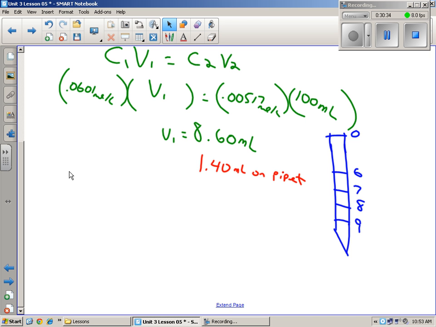So you can get some solution right away. The problem is I'll tell you right now, that is barely over a milliliter of solution. I need 8.6 milliliters. So that's not even close to how much I need. How am I going to get the rest?